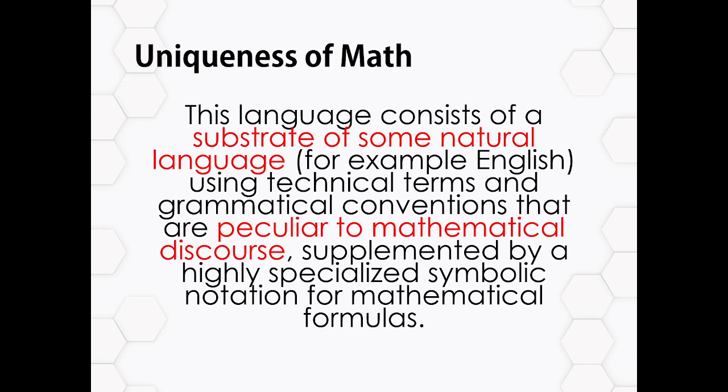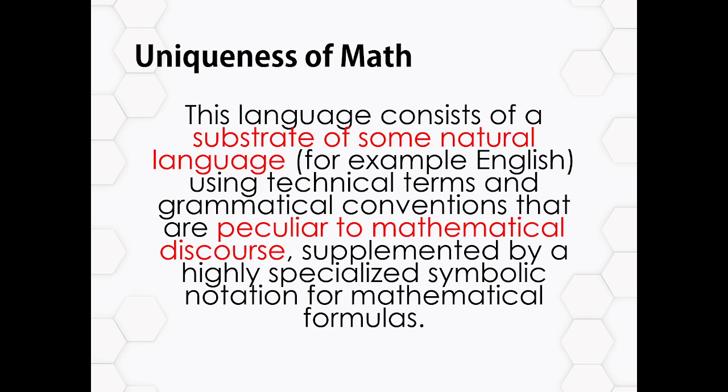This language consists of a substrate of some natural language. Ano ibig sabihin nito? Ibig sabihin po, ang mathematics ay isang application ng natural language. Ibig sabihin, ginagamit pa rin yung English. Pero, in mathematics, mayroong mga specific terms na alam natin ay tinatawag na mathematical terms. Gumagamit siya ng natural language, pero yung mga technical terms and grammatical conventions are peculiar to mathematical discourse. Ano ibig sabihin ito, sir? Ibig sabihin, although yung mga letters na ginamit sa mathematics galing sa English language, yung mga meanings ng letters na ito, pagdating sa mathematics, it becomes unique.